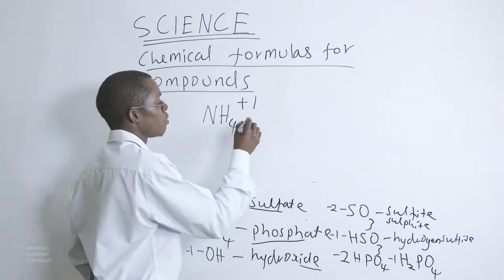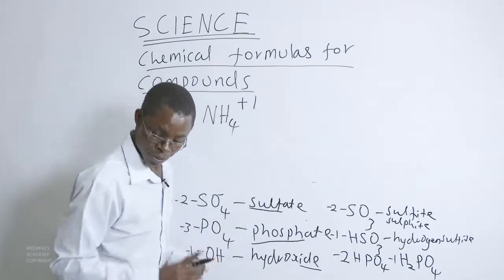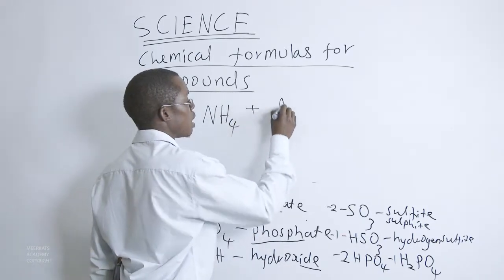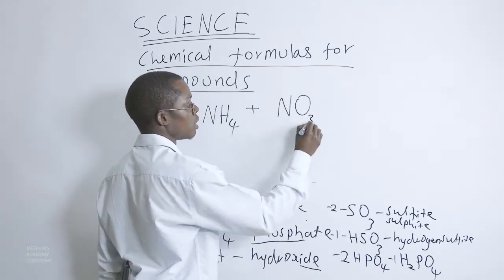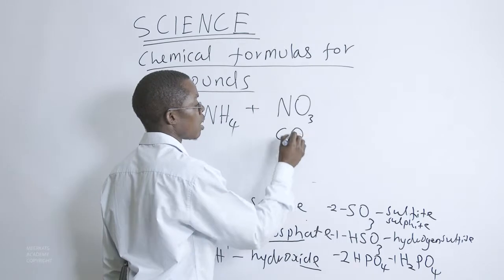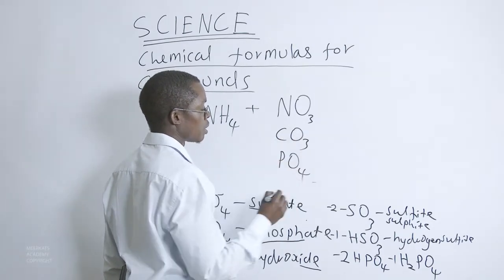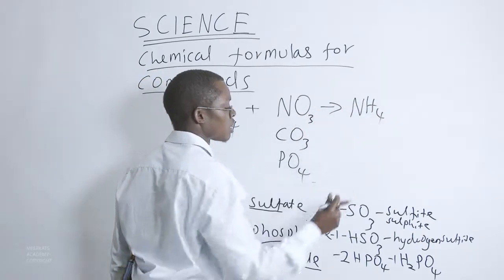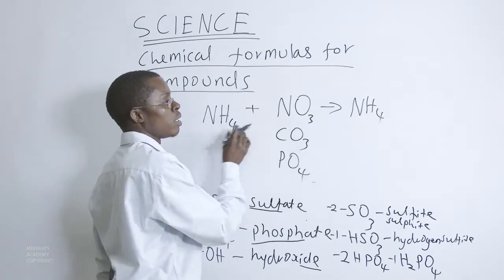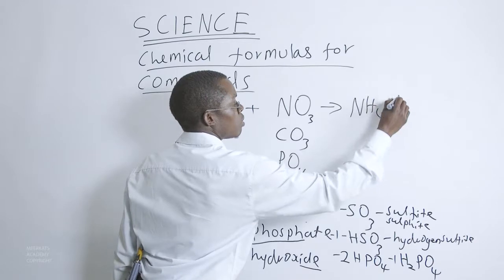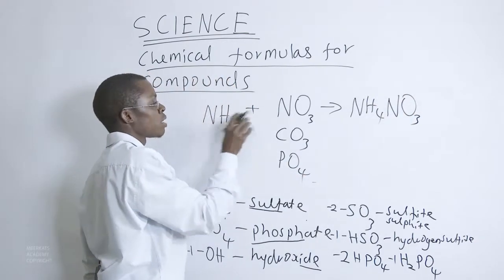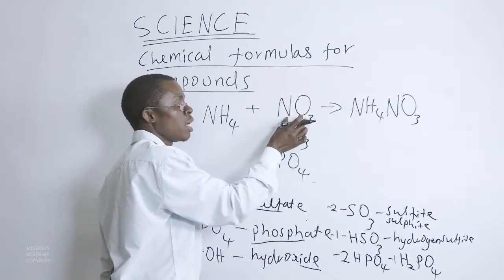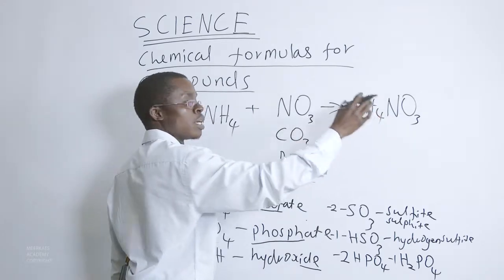For example, we can have this ammonium combining with a nitrate, though we don't have a nitrate on this list. We have a nitrate, we can have a carbonate, and we can have a phosphate. This one will give us ammonium nitrate. So you just get the name of the radical, then the name of the second radical. The name of this plus the name of this gives you the name of the compound. The name here was ammonium, the name here, nitrate. Combined name, ammonium nitrate.